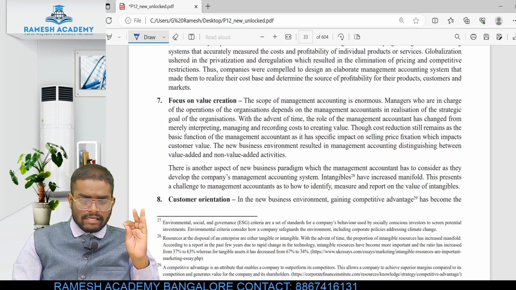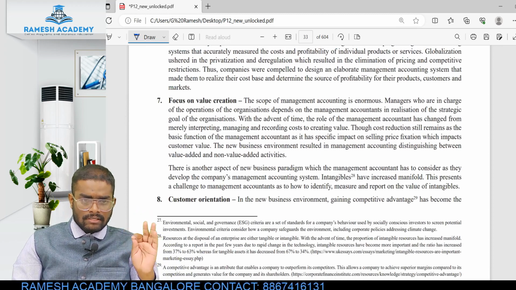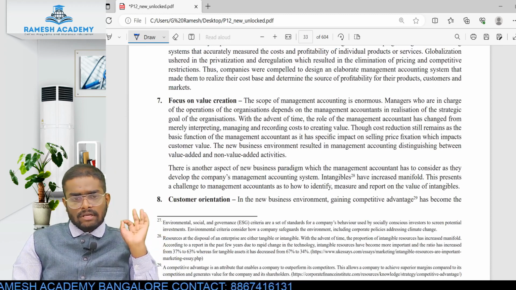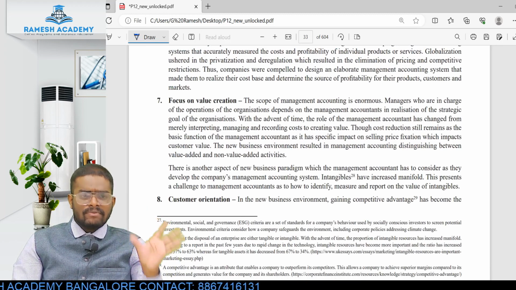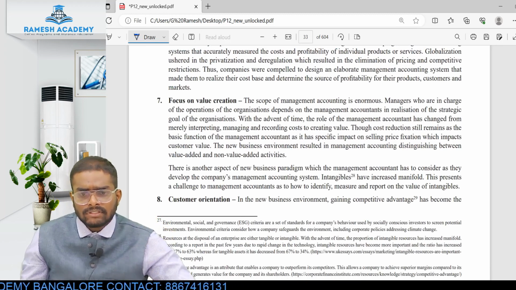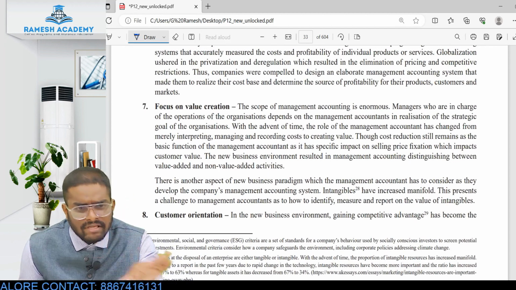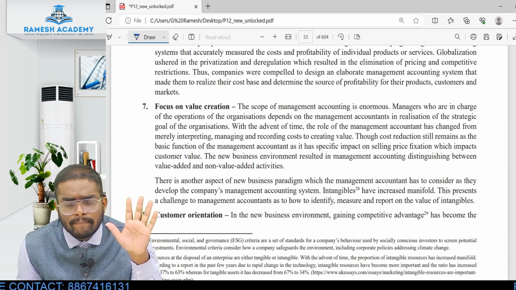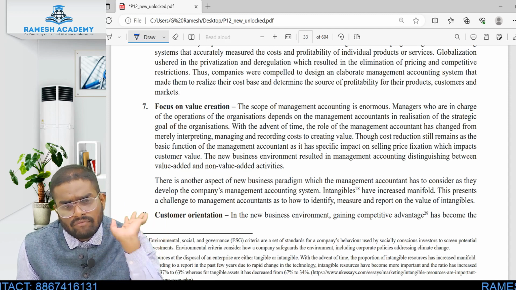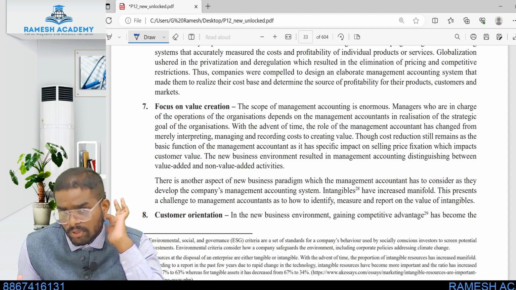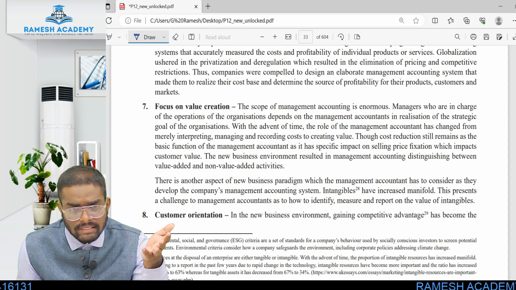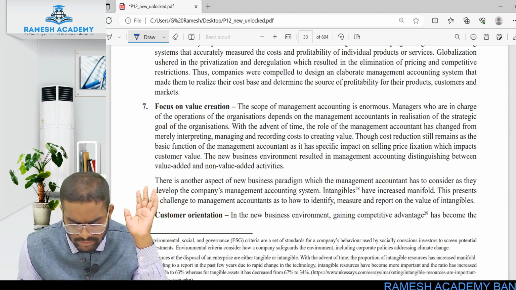Next we have focus on value creation. Now, any company which needs to sustain has to have a brand value. Value creation is very much important in this century. See, suppose you are doing very well in business but have a wrong brand image, it is of no use actually. That's what I meant to say here. So value creation is very much important.